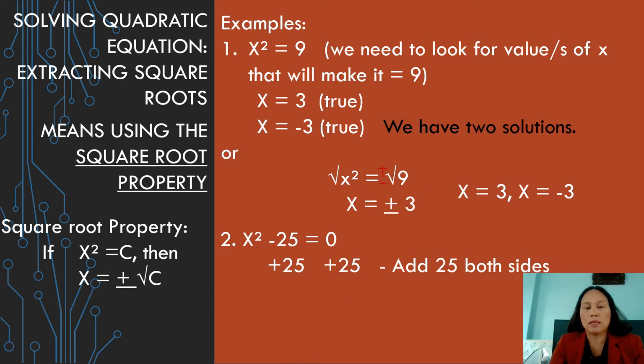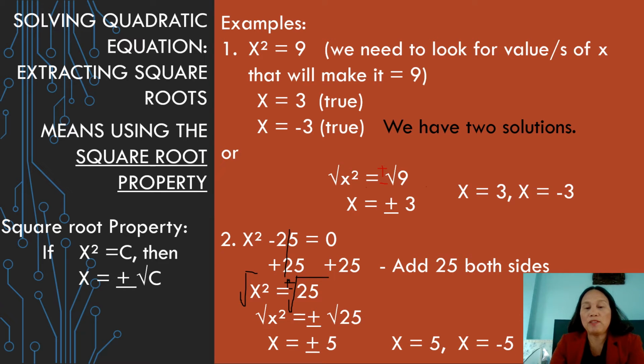So this would be equal to 0, and our x squared is equal to 25. Now we can apply the square root property because this is already in this form. So x is equal to the square root of 25, and that is extracting the square root of both sides, right? And that would be what? The positive and negative here.